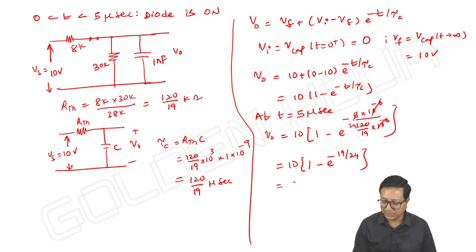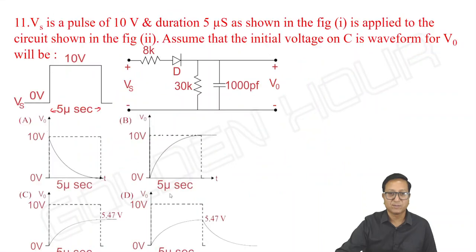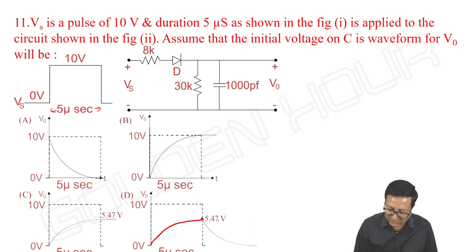So how much do you get? It is 5.47 volts. This is voltage across the diode at 5 microseconds. So the capacitor starts charging towards input voltage like this, and it reaches up to 5.47 volts.